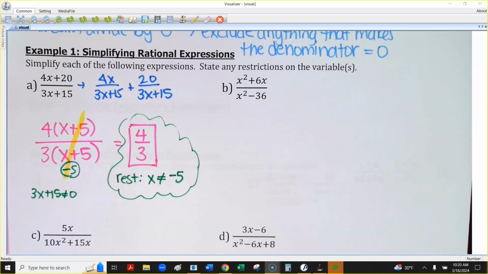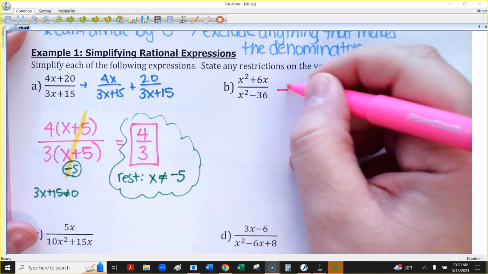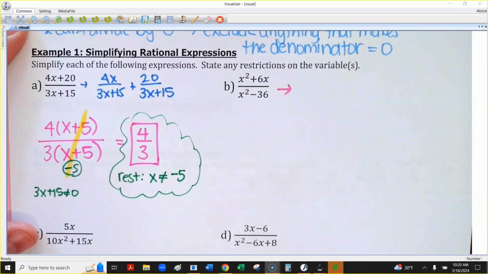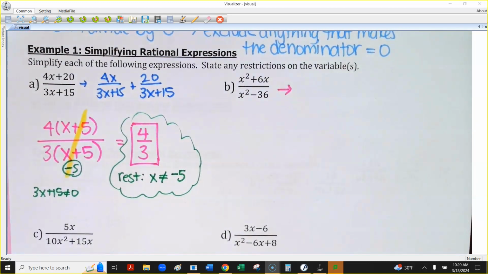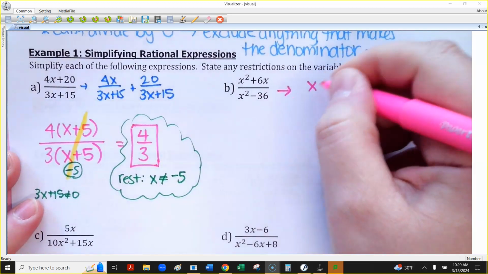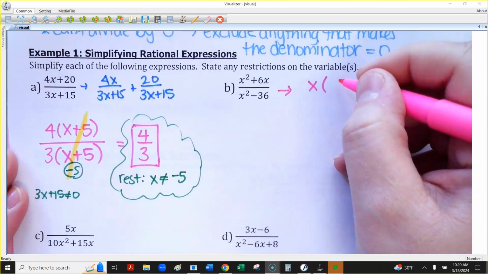Okay. So we're just going to try and factor this. So I have x squared plus 6x on the top. So just looking at the top, what do x squared and 6x have in common? X. All right, what would be left if I took an x out? X plus 6. Good deal.